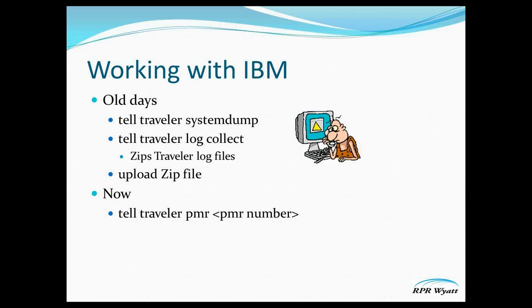Now, you just issue tell Traveler PMR number, and the information is automatically created, collected, and sent to IBM. Just keep in mind, this does require outbound FTP be opened on the Traveler server.